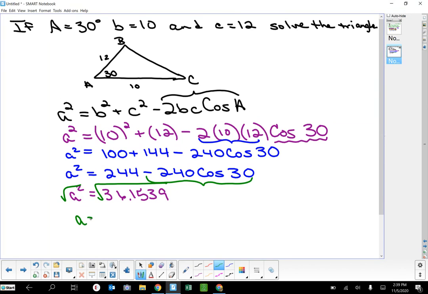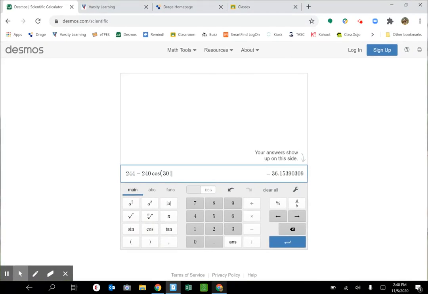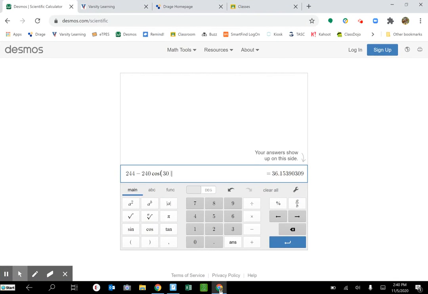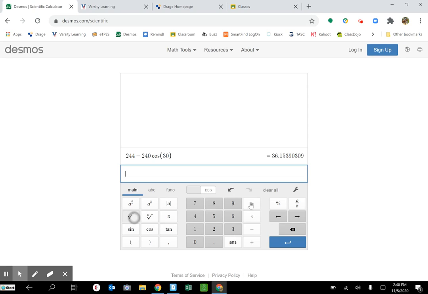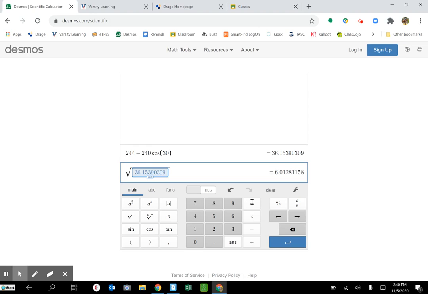So I'm going to get a equals, and I don't know how familiar you guys are with using the answer button in these calculators, and I'm not super familiar with using these calculators, so I want to take this whole answer, 36.1539. I'm going to hit enter. I think this is the enter button. And now I want to take the root of the answer. For the answer, you can just hit that, and it will use the answer from the previous question and take all of it.